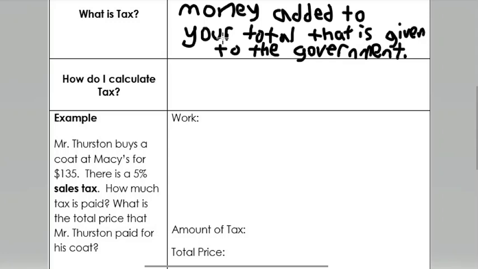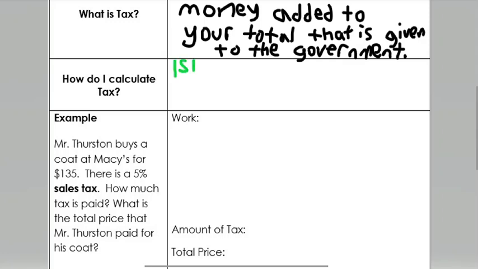All right? So what is tax? Tax is money that's added to your total that is given to the government. So taxes are used to pay for roads, to pay for schools, they pay for police officers. We talked about a lot of that stuff in class, remember? Okay, so how do I calculate tax?